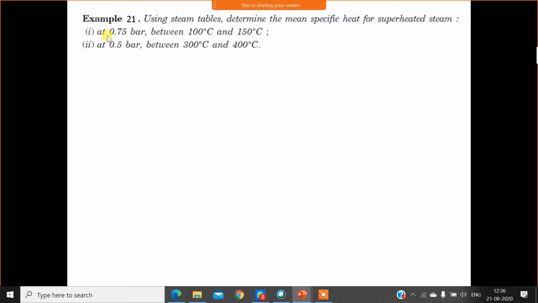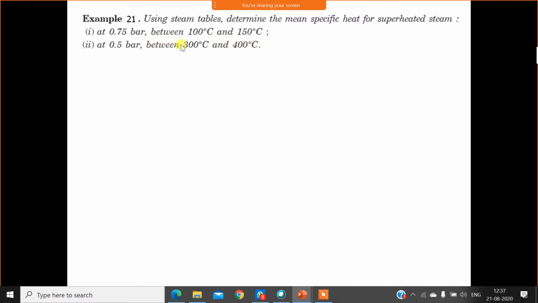First condition of steam is at 0.75 bar between 100 and 150 degrees Celsius. Thus, we have to calculate specific heat between 100 and 150 degrees Celsius. We know 100 degrees Celsius is the saturation temperature at atmospheric pressure, but the pressure is less than atmospheric pressure. Therefore, 100 degrees Celsius and 150 degrees Celsius both are superheated steam, as it has also been stated in the numerical that it is superheated steam. Therefore, we have to consider these conditions as superheated.